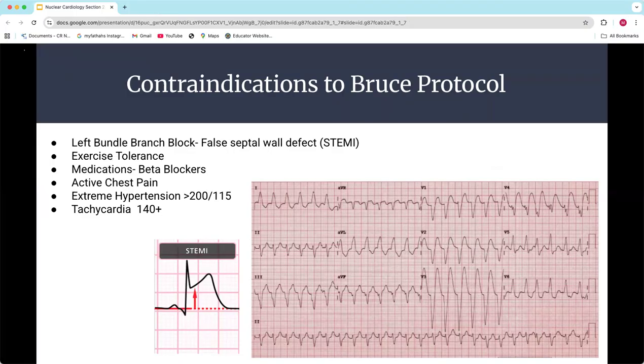Okay. So contraindications to a Bruce protocol, to getting on the treadmill. First one we've talked about, and we referenced it when we did EKG, but I'm just going to bring it back to your mind now. And that's a left bundle branch block.